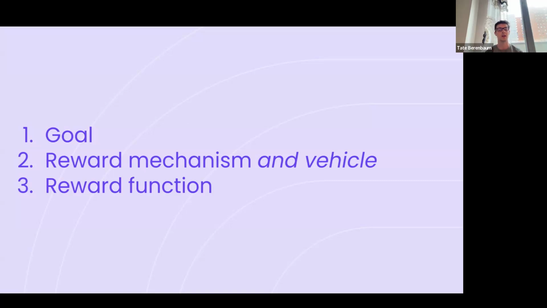But in Sam's talk, he laid out three steps to building a mechanism design, or thinking about designing a game for a mechanism design problem. The first step is to identify a goal. The second is to build a reward mechanism and vehicle for that reward mechanism. I'll go more into that shortly. And then the third is a reward function.